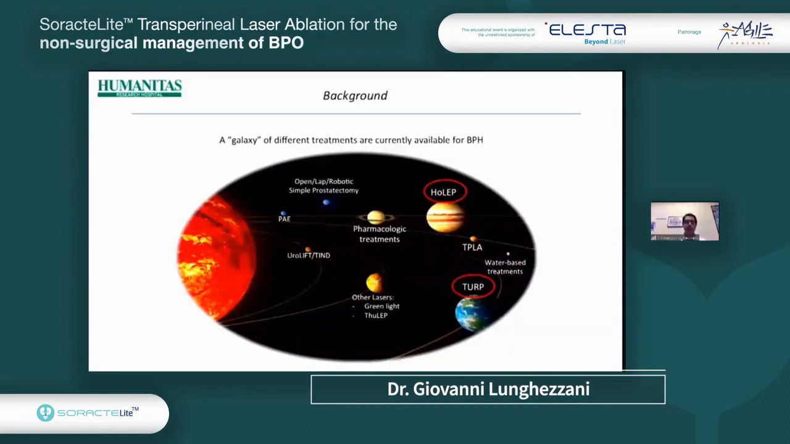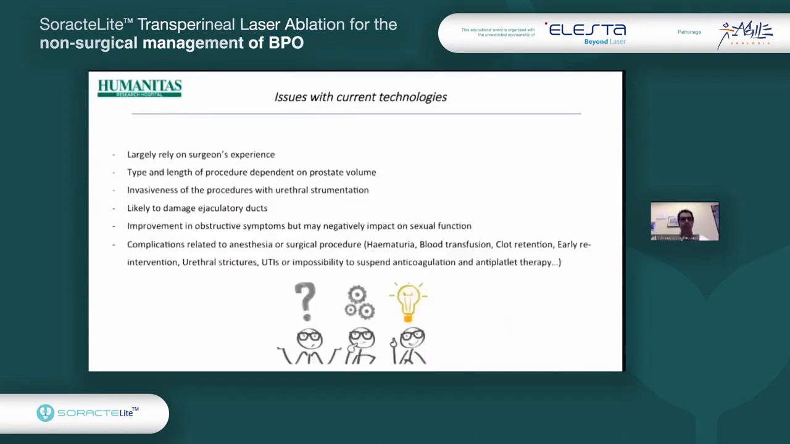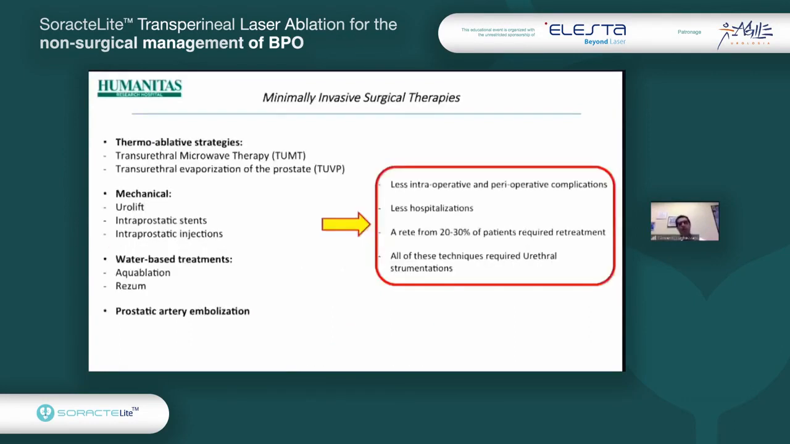So we have already seen from the previous very nice presentations that when we're talking about treatment of BPH, we're talking about a galaxy of potential treatments. There are indeed some issues with current technologies, because all of these technologies rely on surgeon's experience, and they all require urethral instrumentation, and they are likely to damage the ejaculatory ducts and to have a negative impact on the patient's sexual function. That's the reason why we are moving towards these minimally invasive surgical therapies.